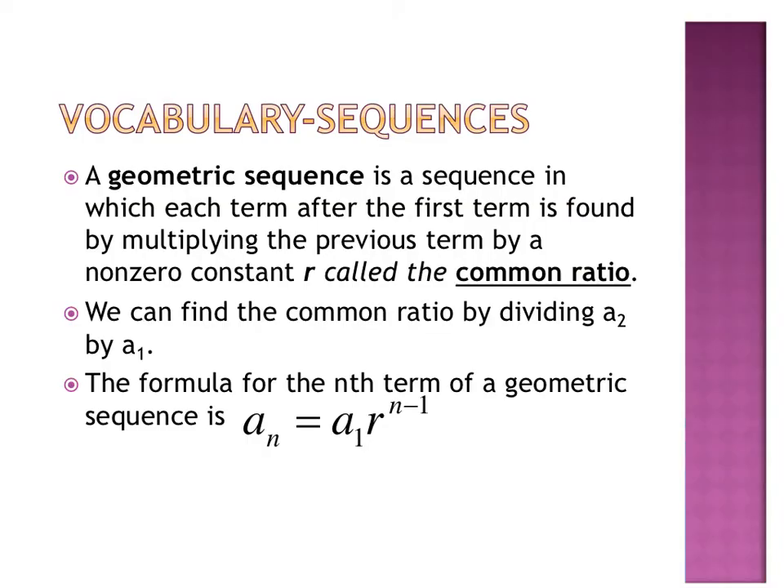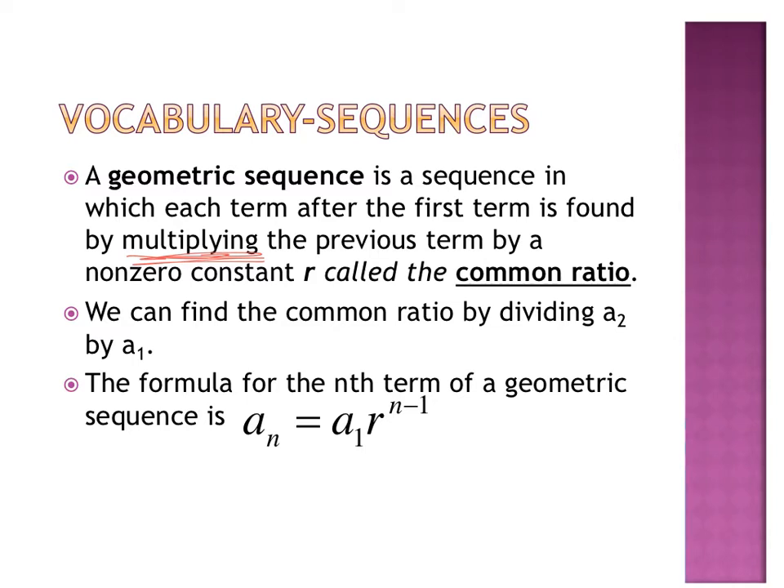A geometric sequence is a sequence in which each term after the first is found by multiplying the previous term. The one we looked at in our warm-up was a geometric sequence because we were doubling it, multiplying by 2. That constant r is called the common ratio.